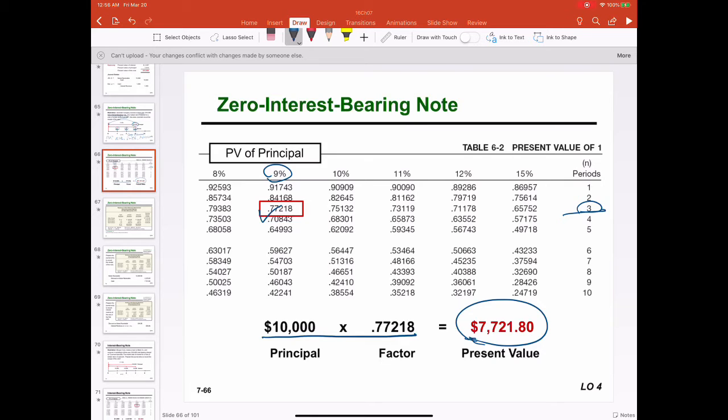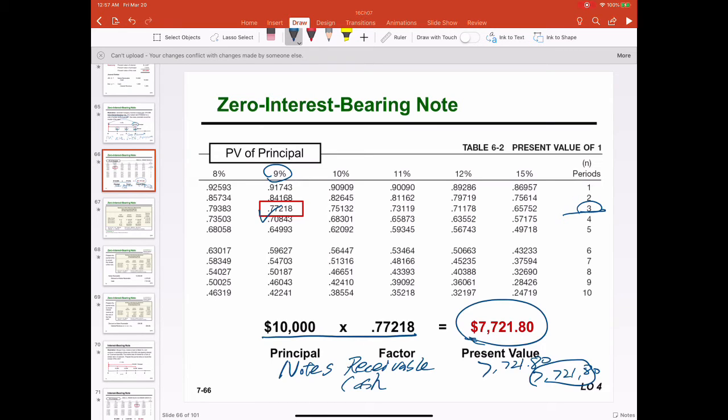So this will be recorded in the books as notes receivable. So for the lender, they will debit notes receivable 10,000, and also credit cash $7,721.80. See, the difference is about $2,280. Okay, so that's actually the amount of interest the lender is going to earn in the next 3 years.